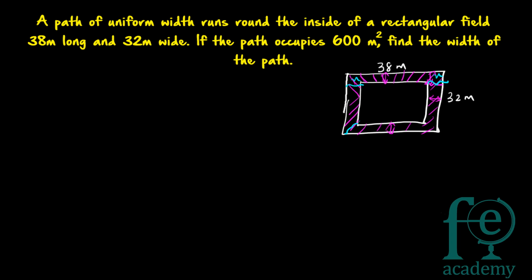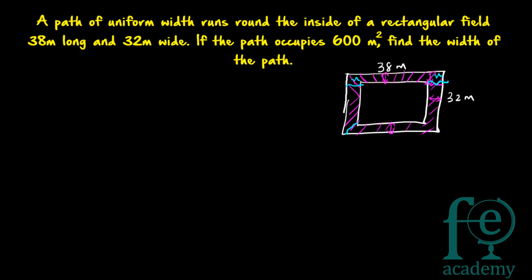The length and breadth of the rectangular field are given. Also the area of the path is given. So how can you find the area of this path? Just think. If you subtract the area of the small rectangle from the area of the big rectangle, you will get the area of the path. The rectangular field is 38 meter long and 32 meter wide, so this is the big rectangle. This big rectangle area minus this small rectangle area gives you the area of the path.